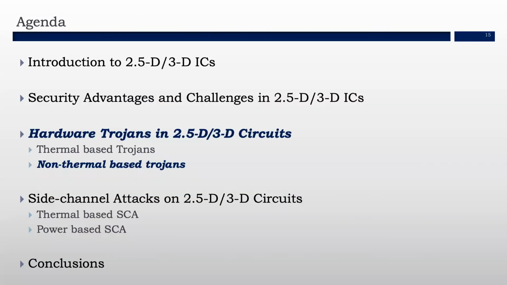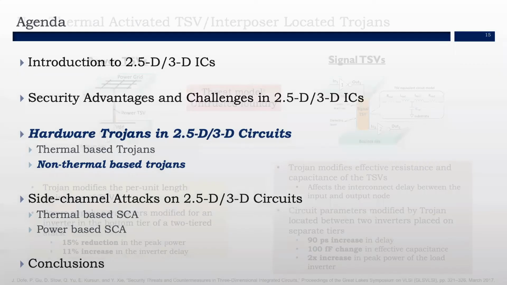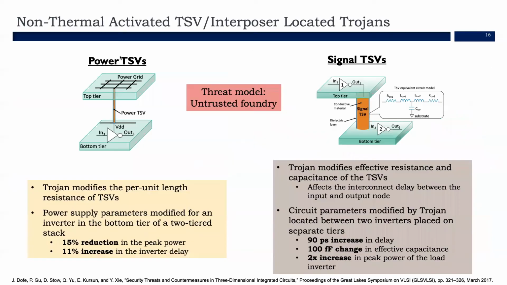Coming to the non-thermal based Trojans, these can be broadly classified based on the location, that is, on the TSV. These are subdivided into power TSVs and signal TSVs. And the threat model for both of them is that of an untrusted foundry. The composition of the TSV can be changed, as well as the dimensions of these TSVs. This leads to changes in the parasitic resistance and capacitance.